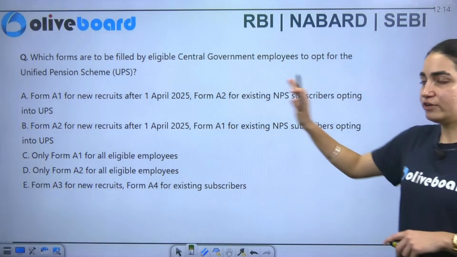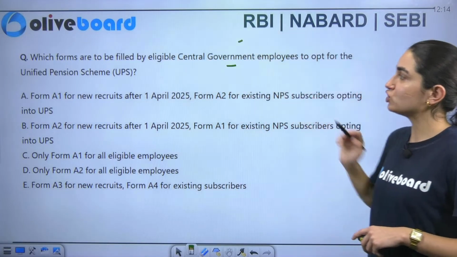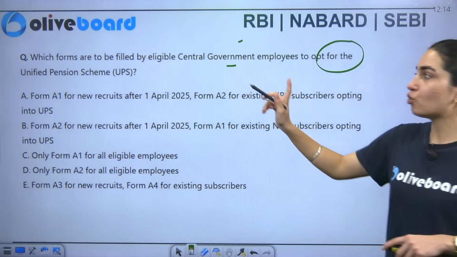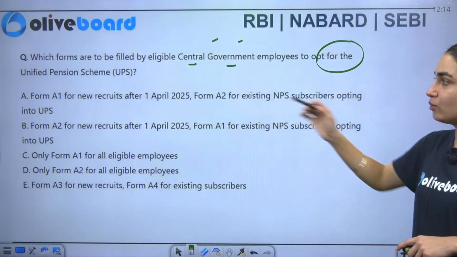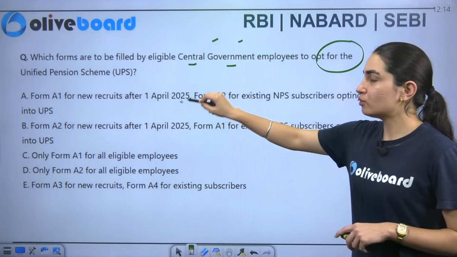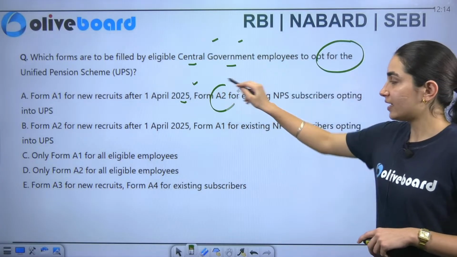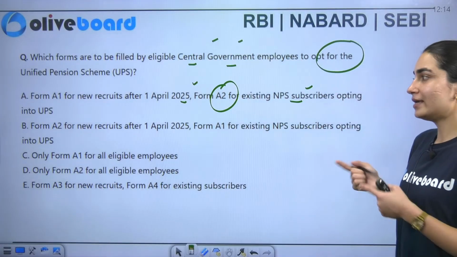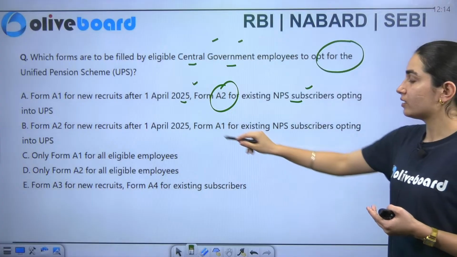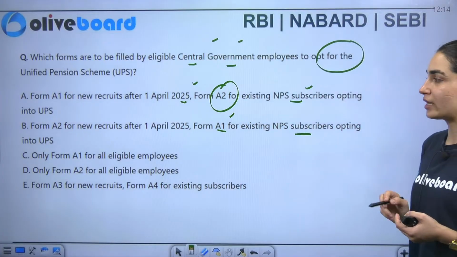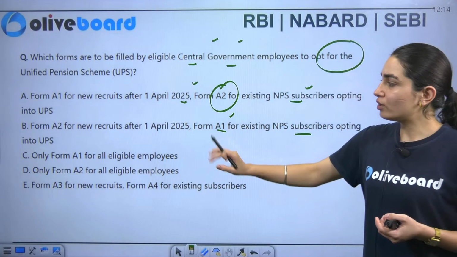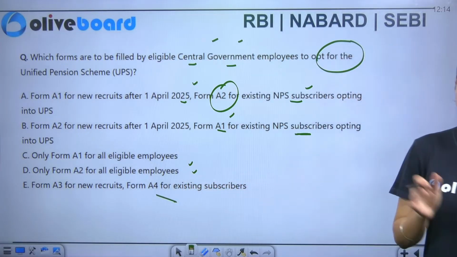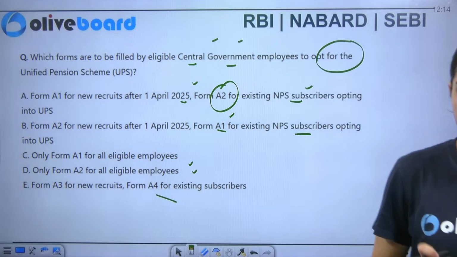Next question says, which forms are to be filled by eligible central government employees to opt for the unified pension scheme? Now this is more about these forms. Is it form A1 for new recruits after April 1, 2025, and form A2 for existing NPS subscribers who are opting into UPS? Is it form A2 for new recruits, or form A1 for existing NPS subscribers, only form A1, only form A2, or form A3 for new recruits and form A4 for existing ones? Which one is the correct answer?